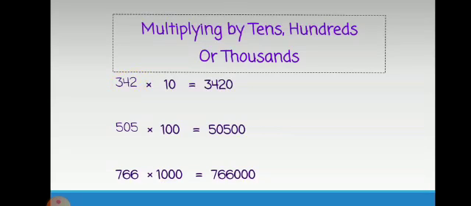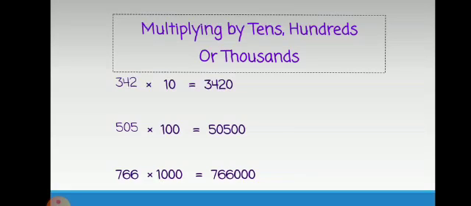Similarly, when we want to multiply 505 with 100, we just multiply by 100. The digits of the original number move 3 places to the left and we write two zeros in the ones place and tens place. So it's 50,500.